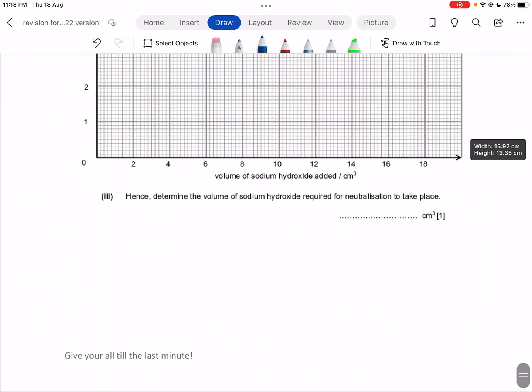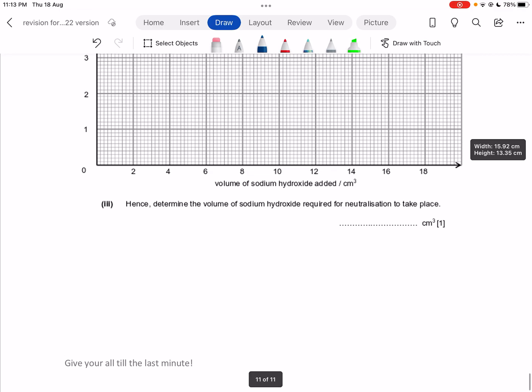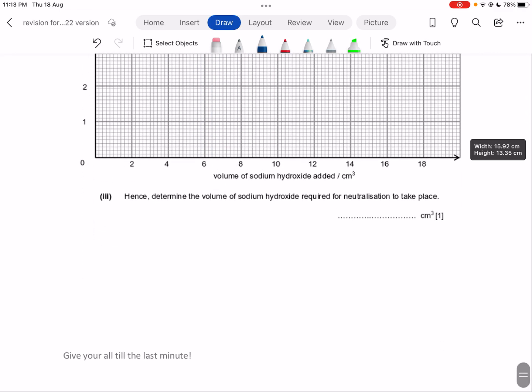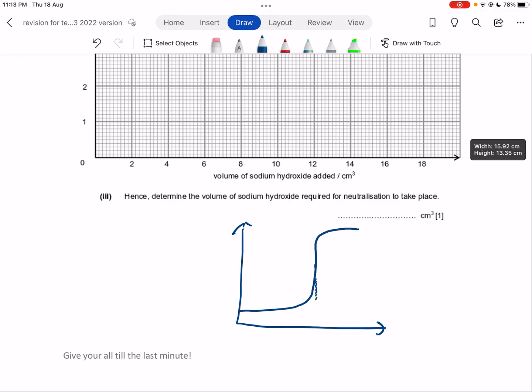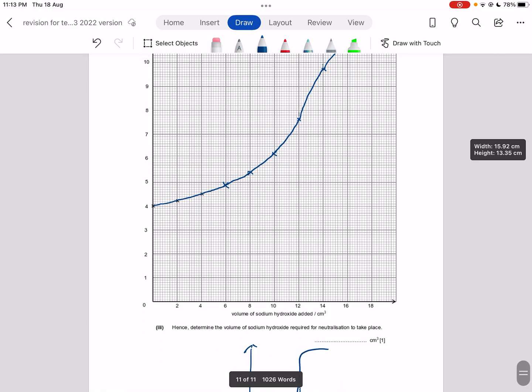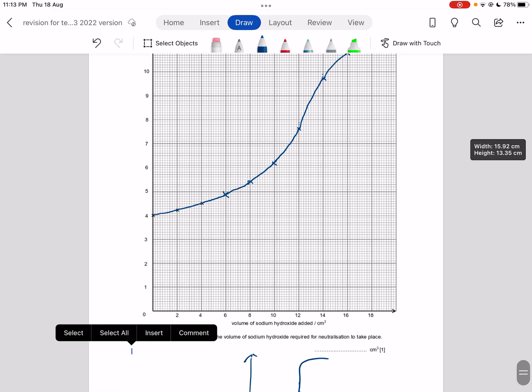Right, then determine the volume of sodium hydroxide required for neutralization. The curve basically looks this kind of shape. So you pick this part, the vertical part. Find out what the volume is. So now we go back to the curve. Let's go for the middle part of this. So around 12, right?